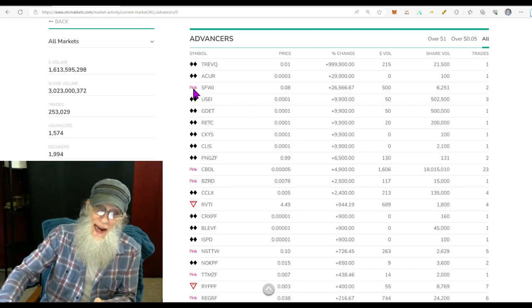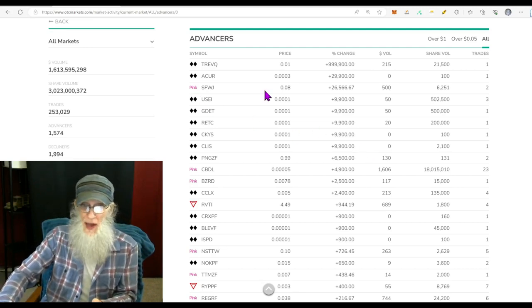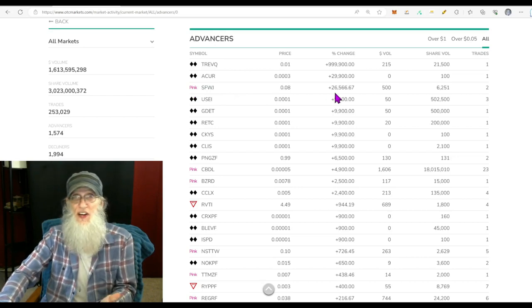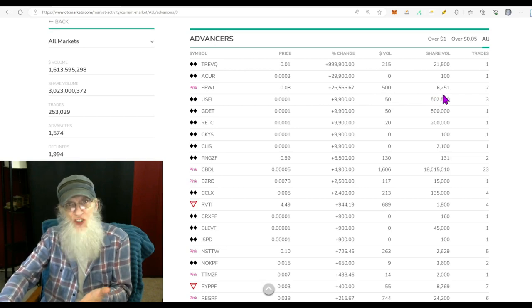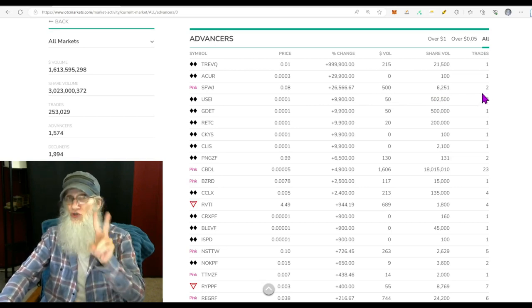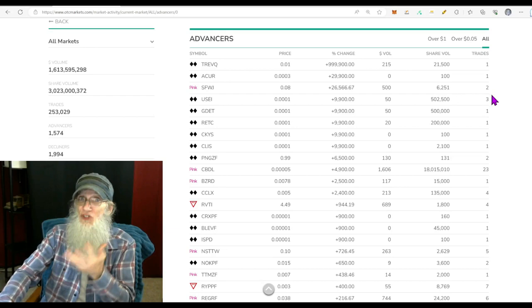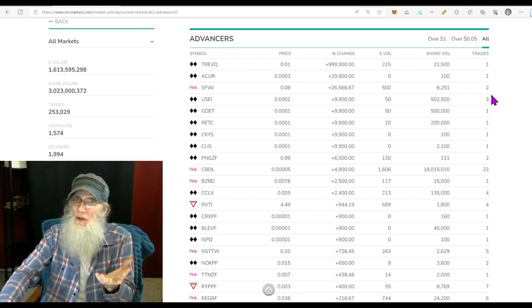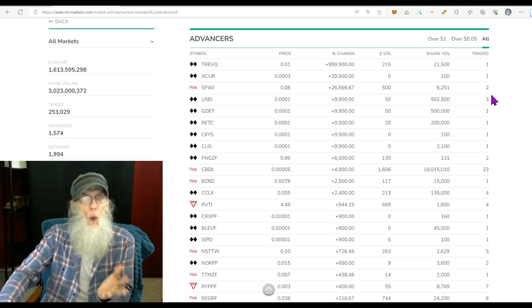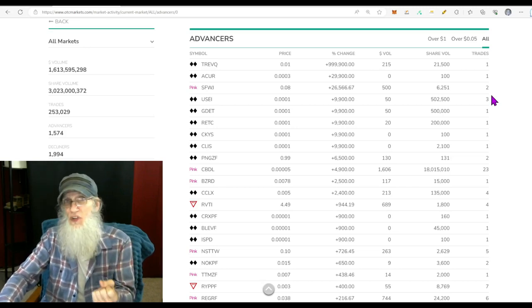We can trade anything else though, like this one at 8 cents. It did 26,000% gains with only 6,200 shares and only two trades. Now that could be two people or it could be one guy that bought twice. But in either case, it's not a crowd. What we're looking for are high double digits.